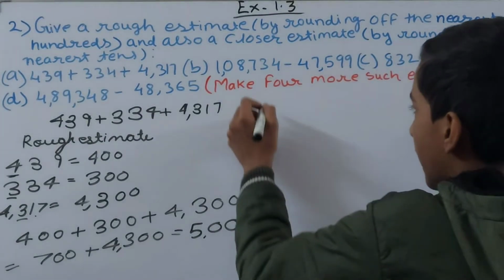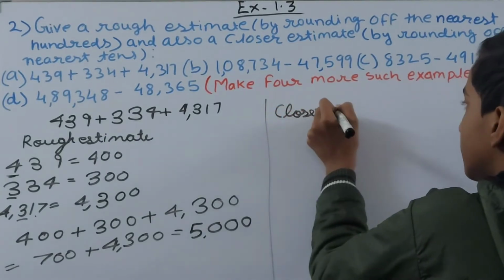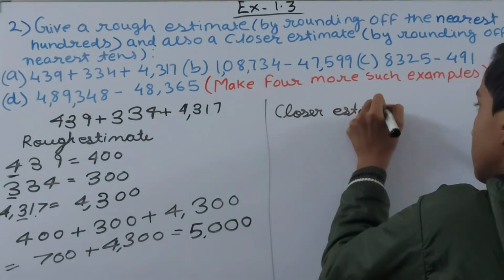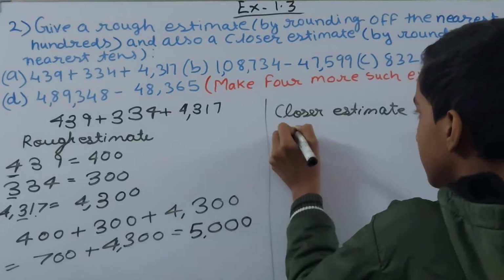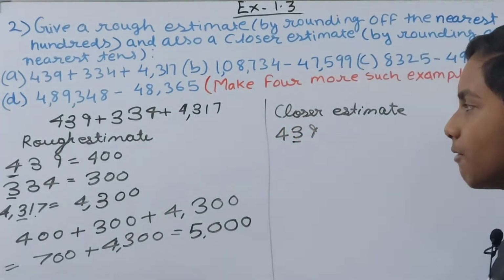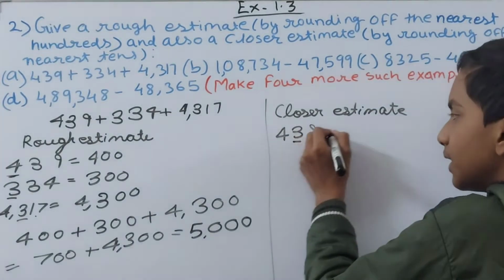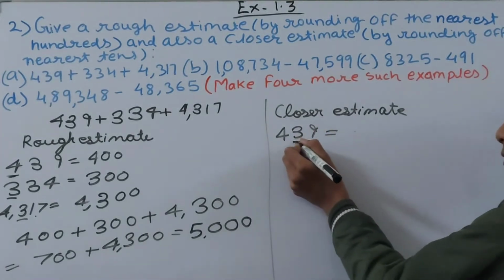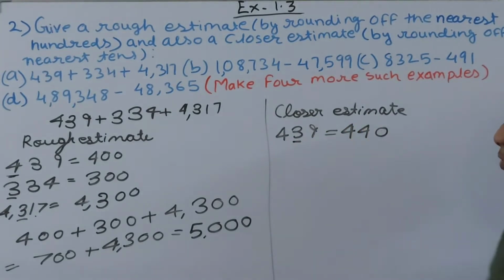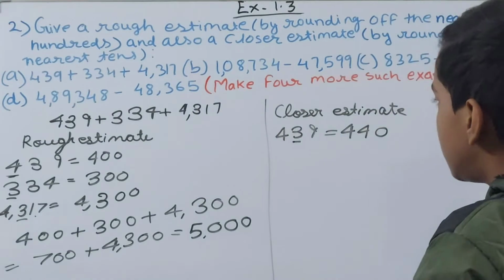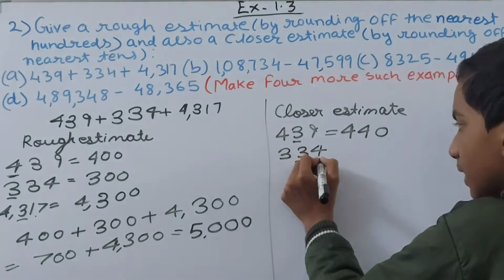Okay, now we will find the closer estimate. For the closer estimate, what will we do? It is telling us to round off to the nearest tens place. Now see 439 here, the tens place, you see 3 we are having, move one place back, we are having 9. That means we will turn the digit at the ones place to 0 and add 1 to 3. So 3 plus 1 is 4, and this 9 will turn to 0. So 440.